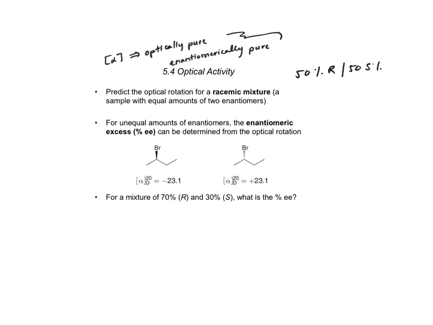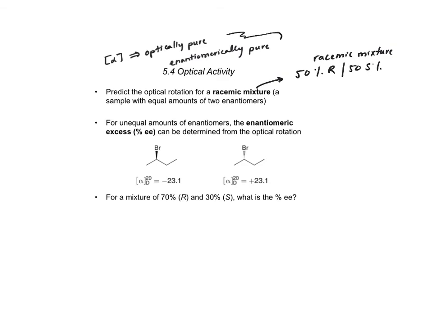This other end of the spectrum, where we have equal amounts of both enantiomers, is called a racemic mixture. Anytime you have 50% of one enantiomer and 50% of the other in equal amounts, that's what we call racemic. And I know it looks like racemic, but it's racemic.